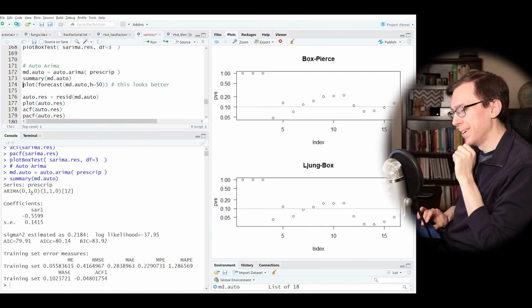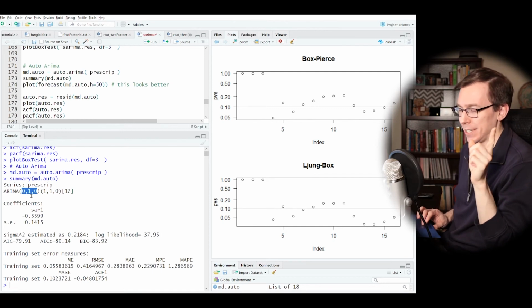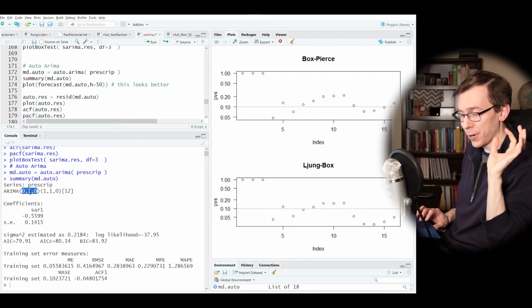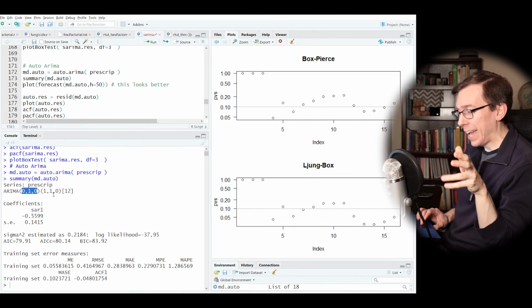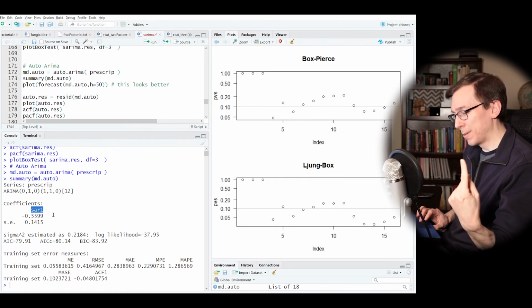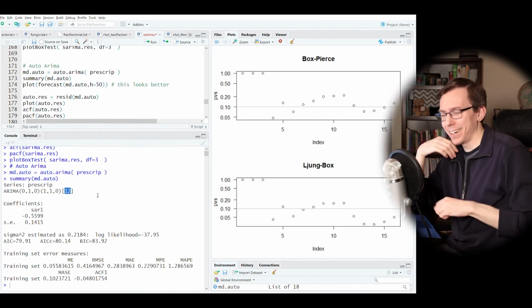It comes up with a first difference. So there's no non-seasonal part here. We're just taking a non-seasonal first difference, but there's no AR, there's no MA. And for the seasonal part, we just have a single AR1 parameter and a period of 12. So there's the 12 that I was kind of hoping would show up here.